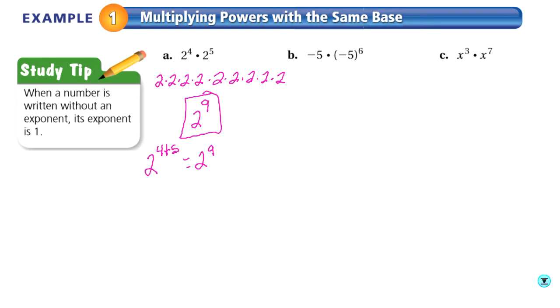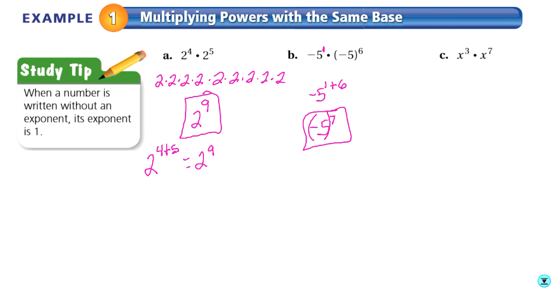We have negative 5 times negative 5 to the 6th. And the study tip to the left will be a nice little help here, because if you don't see an exponent written on a base, its exponent is 1. So this is really negative 5 to the first power. So we're going to apply the rule that we just saw. That would be negative 5 to the 1 plus 6. Negative 5 to the first power plus 6, because you're adding those exponents up. Don't need to write it in expanded form. That'd be negative 5 to the 7th power. Very good. And since that's a negative, we would want to put parentheses around that.